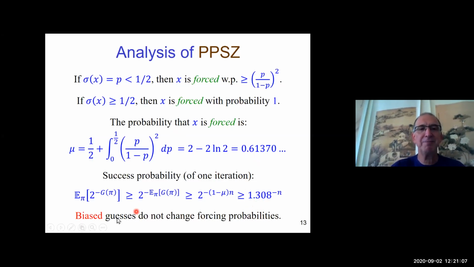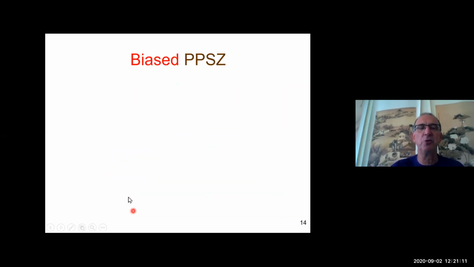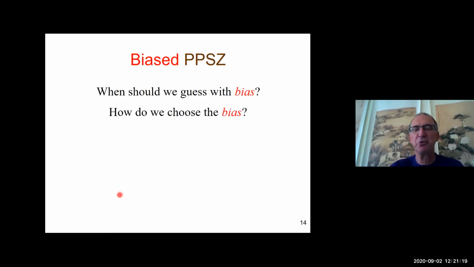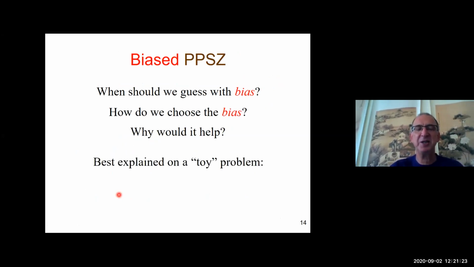Okay, now note that biased guesses do not change the forcing probabilities. That's an important observation. Okay, finally, biased PPSZ. So when should we guess with bias? How should we treat the bias? Why does it help? As I said, let's consider a very special case, a toy problem, not-all-equal 3-SAT.